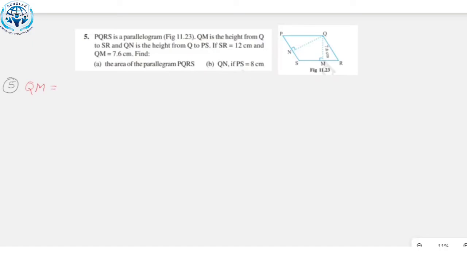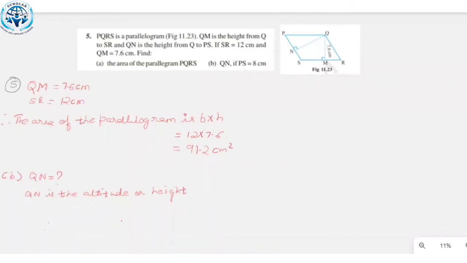QM is 7.6 centimeter. SR is 12 centimeter. We have to find out the area of the parallelogram PQRS. The formula is base into height. Base is given as 12 centimeter and height is 7.6 centimeter. So, the area will be 91.2.